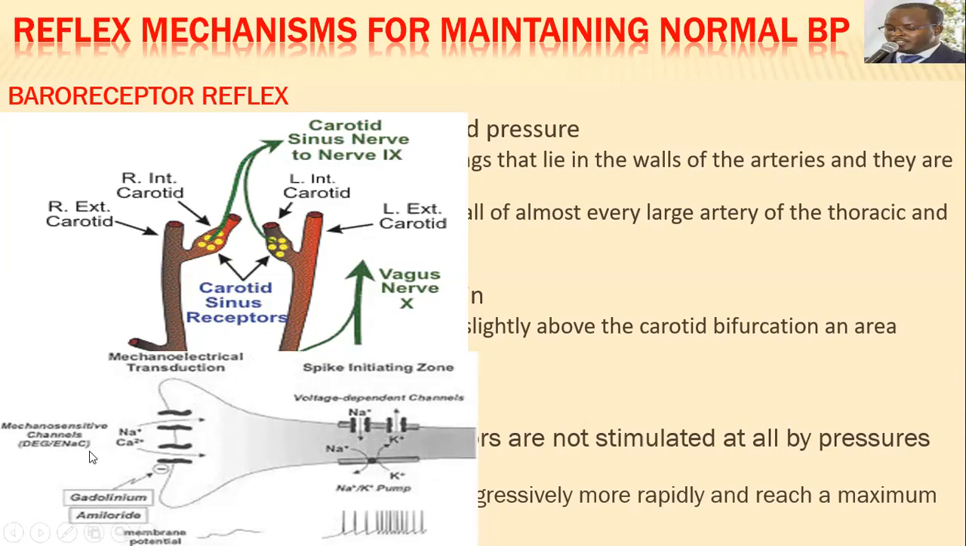So once there's an increase in pressure, it will result in opening of mechanosensitive channels. So you have these mechanosensitive channels, the DEG and the ENaC, that are responding to pressure. So once there is an increase in pressure, they're going to open and allow influx of sodium and calcium. When sodium and calcium are entering the cells, it's depolarizing the cells. That will bring the membrane potential to threshold. Then there'll be opening of voltage-dependent channels, like voltage-dependent sodium channels, with influx of sodium to produce an action potential. This action potential will be propagated to the medulla of the brain to stimulate those centers.